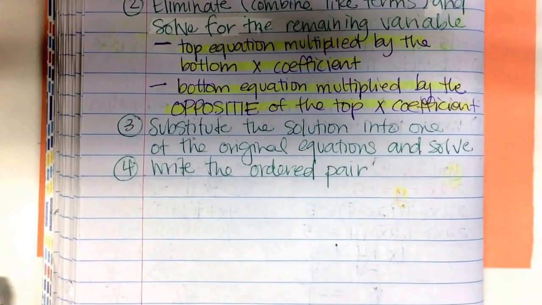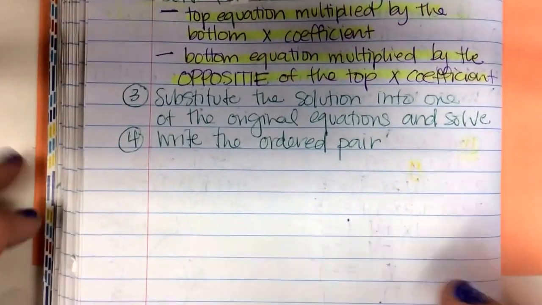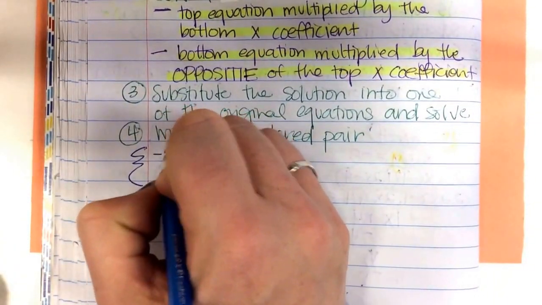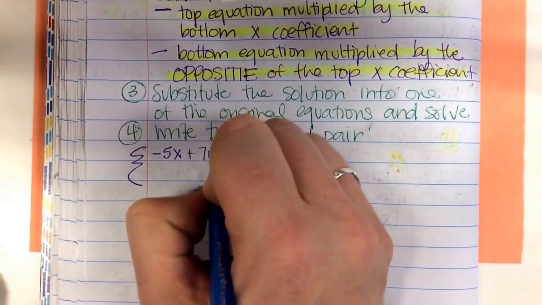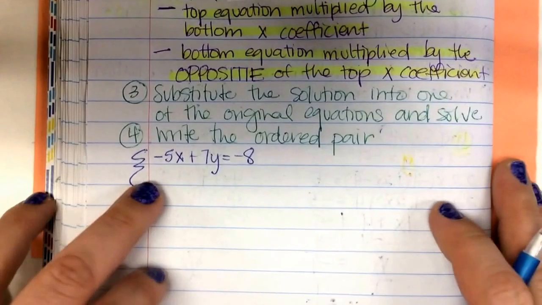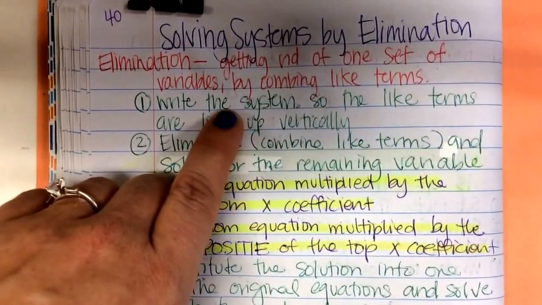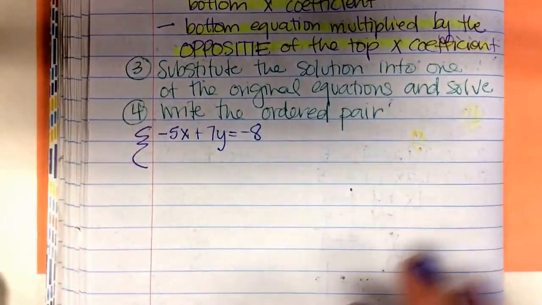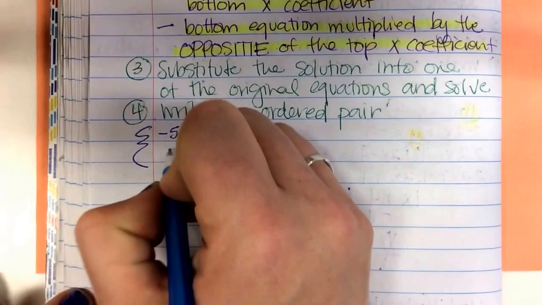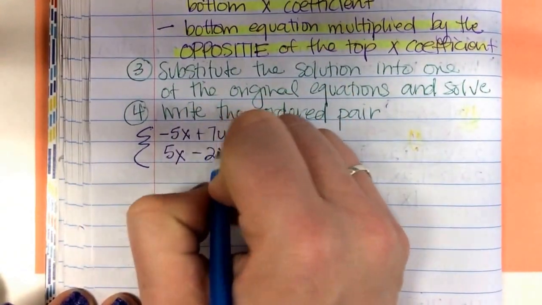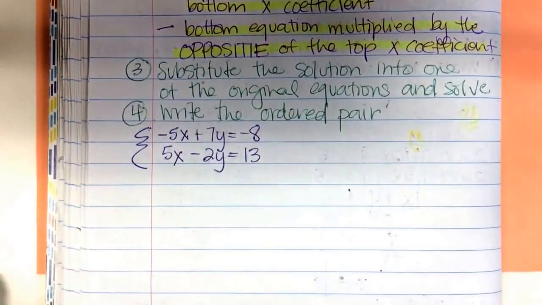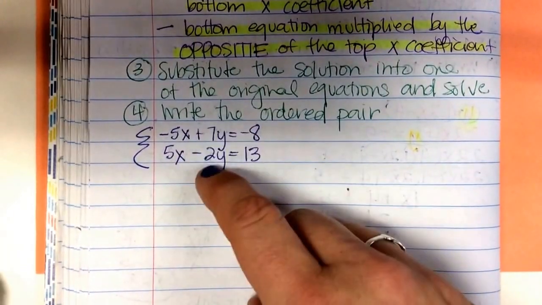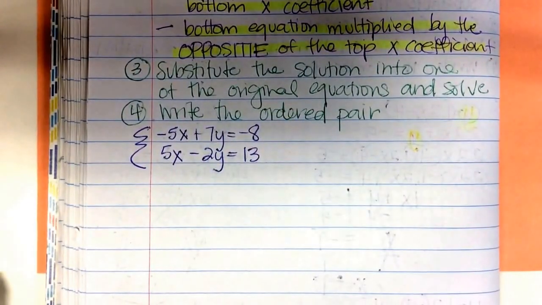All right, so let's practice. Start out with an easy one first. Most of the time, this first step, write the system so the like terms line up vertically, is already done, or it may be off just a little bit. I've got x's on top of x's, I've got y's on top of y's, I've got numbers and numbers. Step 1, done.